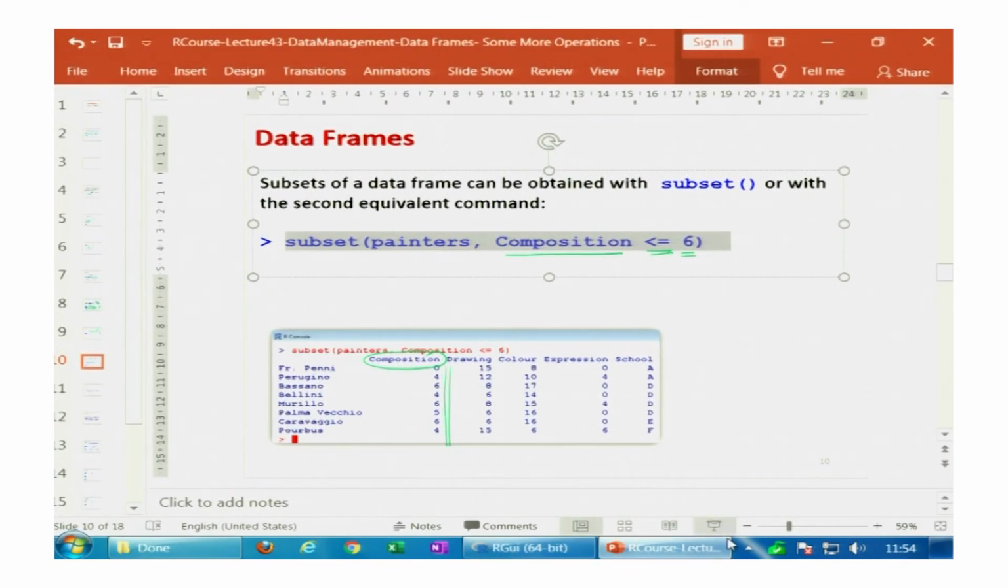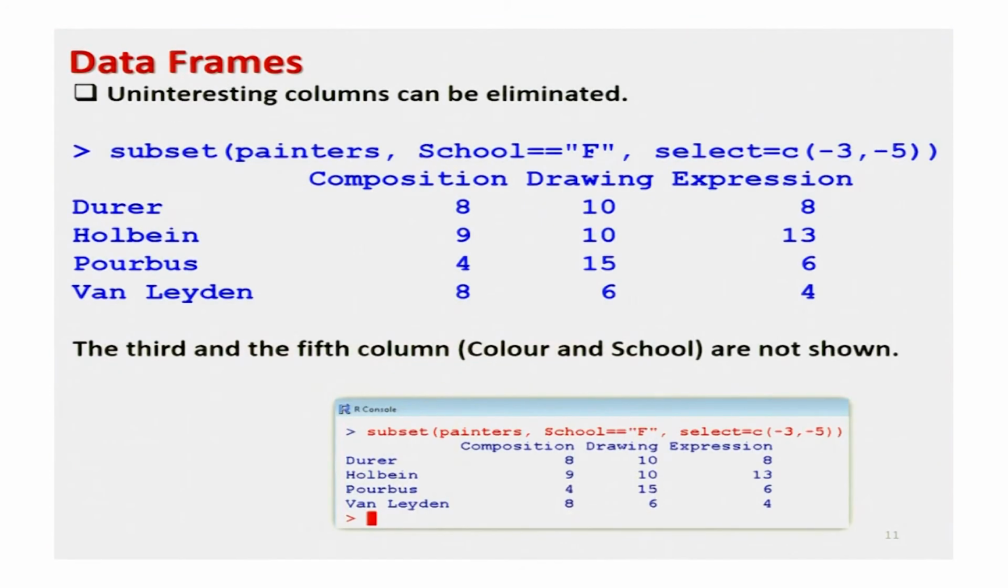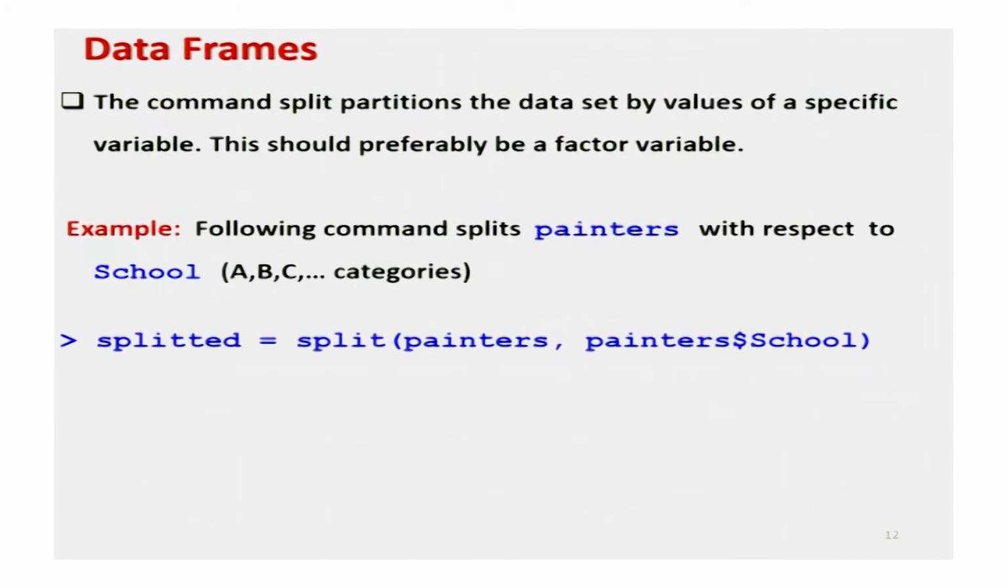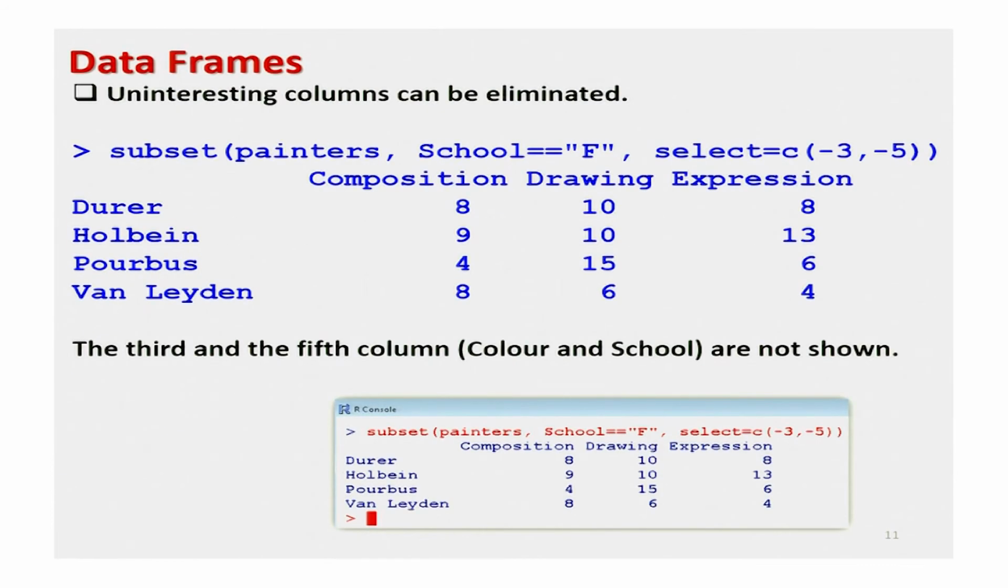So, now let me come back to our slides and let us try to understand one more command. Okay, now I will try to explain one more operation in the data frame. Suppose you have a data frame where there are several columns, and you want to create a subset in which you want to ignore or eliminate some of the columns. For that we have a command here, select, SELECT.